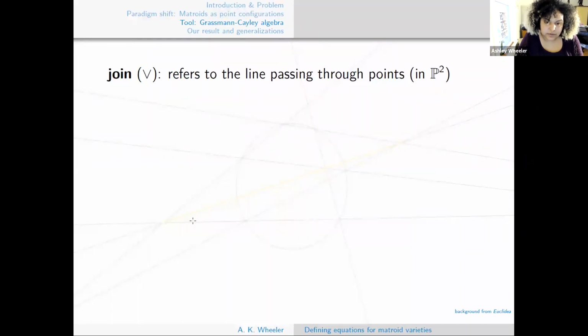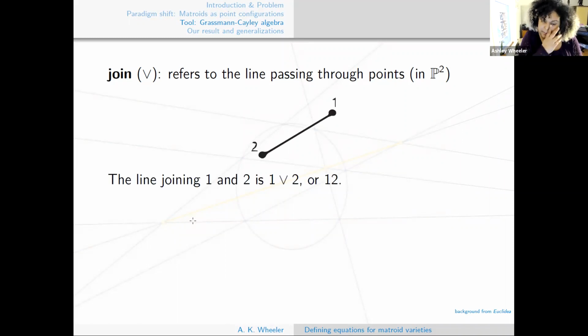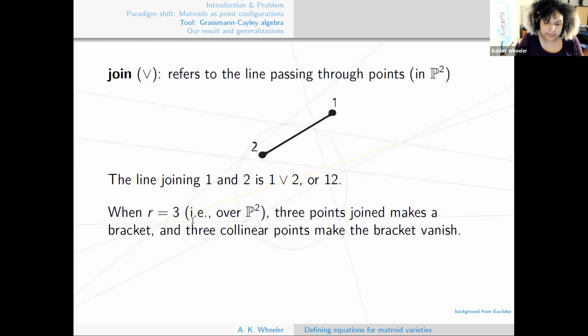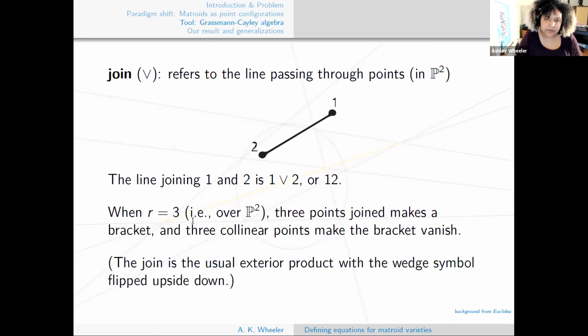The first operation is called join. In P2, it refers to the line passing through points. So here's a picture of 2 points that I've labeled 1 and 2. The line joining 1 and 2 is 1 join 2, or we suppress the notation and write 1, 2. In general, the join is the span of the vectors. So like I said, in P2, it's just a line. Over P2, 3 points join makes a bracket. And if the 3 points are collinear, then that bracket vanishes. And you've probably noticed that the join is actually the usual exterior product, but the wedge symbol has been flipped upside down.